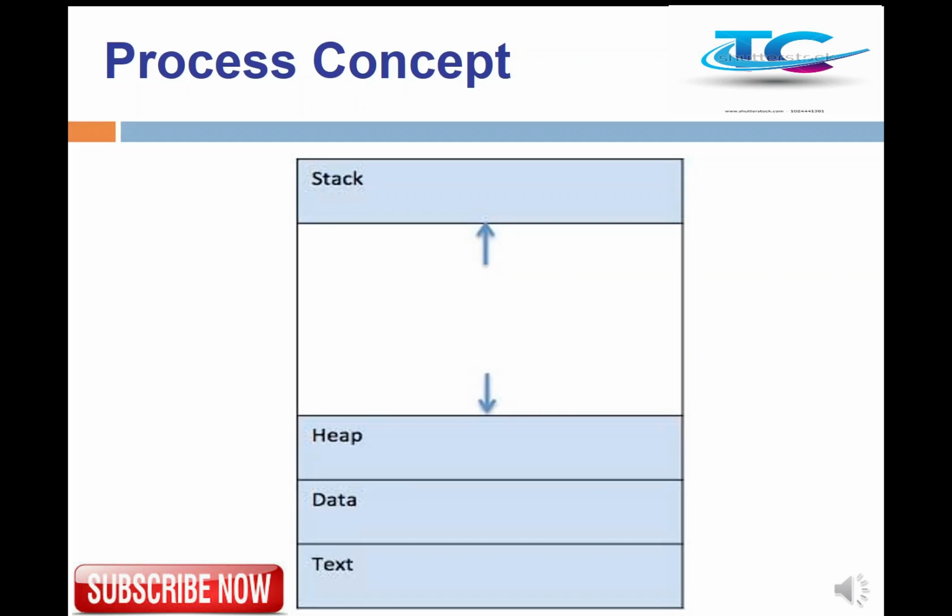The next is data, which simply contains various global and static variables. For example, we just use something like integer i while we are writing any kind of program. The next is text. It is used to represent the current activity by the program counter. Also, we can say it is a code segment.